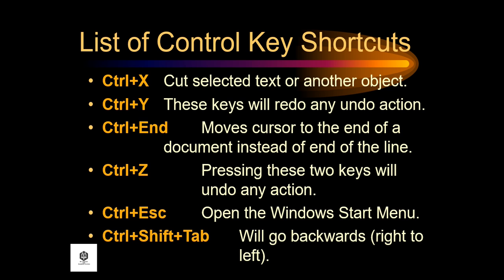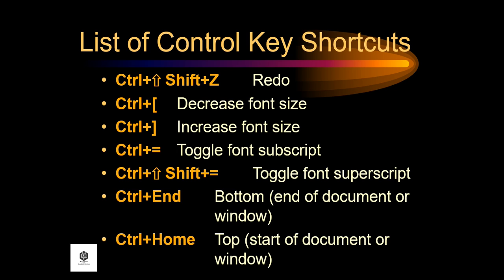Ctrl Escape. Open the Windows Start menu. Ctrl-Shift-Tab will go backwards or right to left. Ctrl-Up arrow key, Shift-Z or redo. Ctrl-Open bracket, decrease font size. Ctrl-Close bracket, increase font size. Toggle font subscript. Ctrl up arrow key plus shift equals or toggle font superscript.